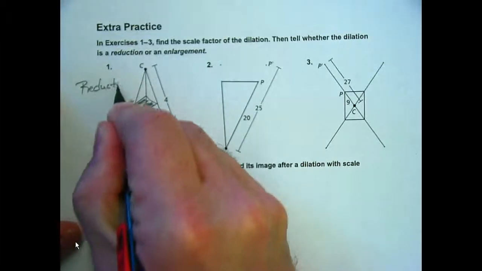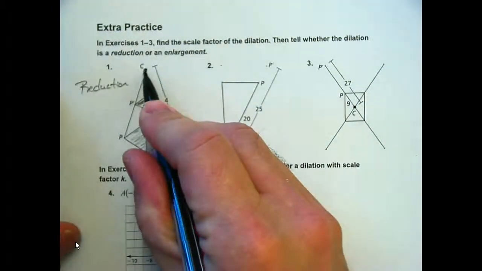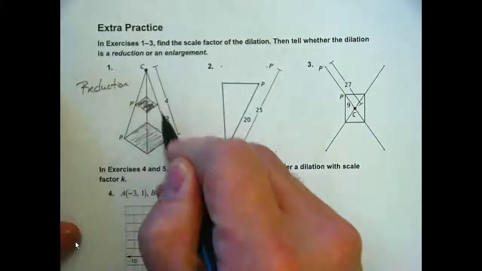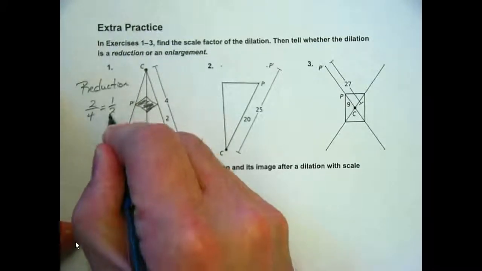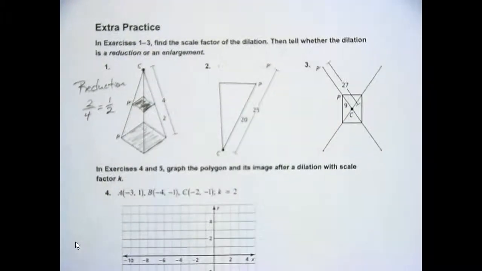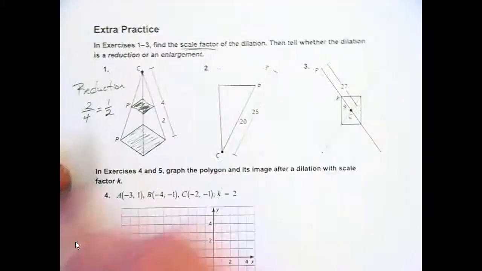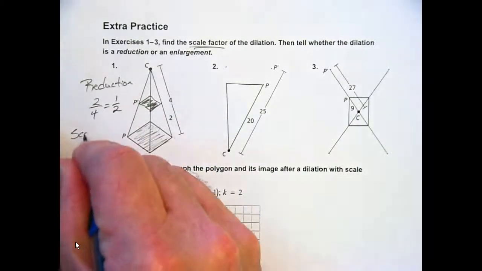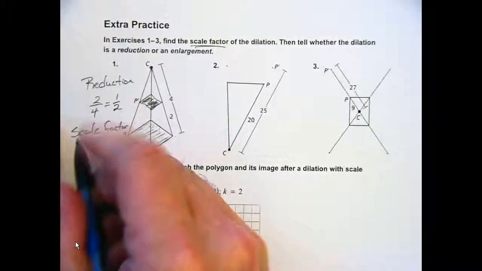All right, how much are we reducing? Well, we're going from our point of dilation, which is C. We're going a distance of 4 down to a distance of 2. So 2/4 is 1/2, or 0.5. So what you need to know is the scale factor for a reduction is less than 1. If you're reducing, the scale factor has to be less than 1 for a reduction.